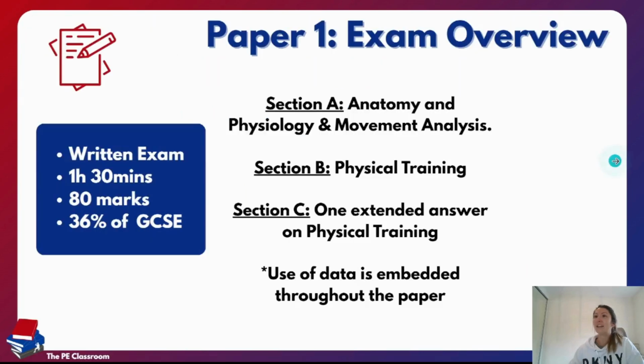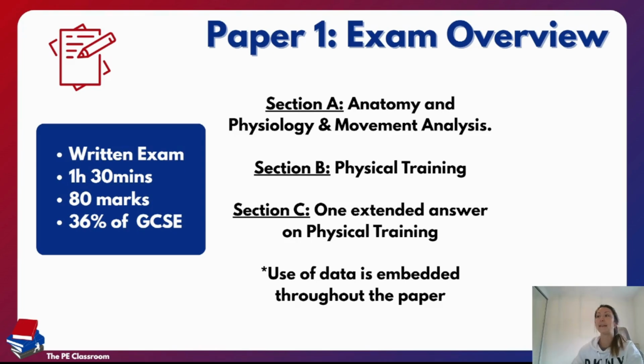So, your Edexcel GCSE PE paper. This is what it looks like as an overview. It's an hour and 30 minutes long, and it's out of 80 marks and a possible 36% of your GCSE. It is split into three sections.